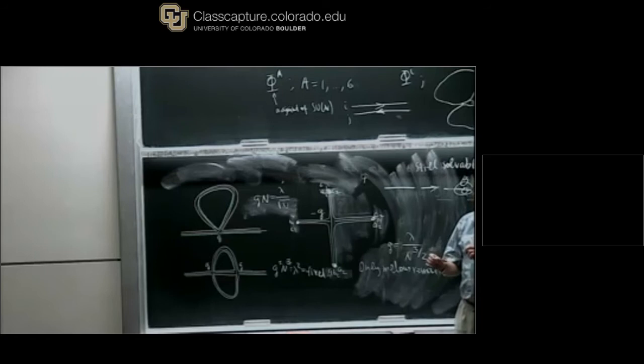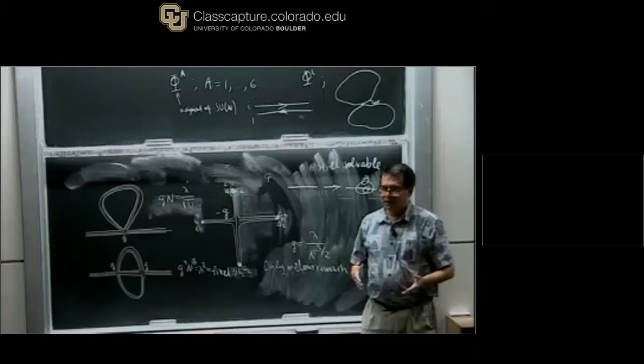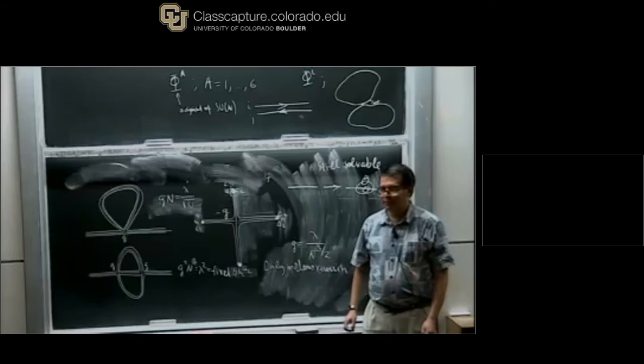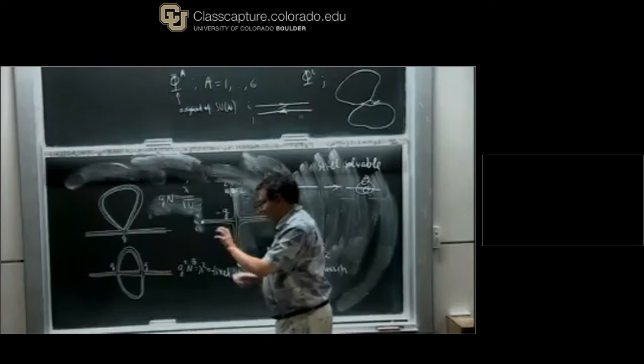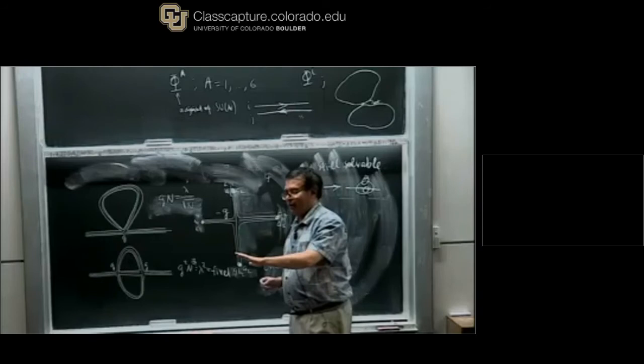Then around 2011-12, Gurau and Rivasseau basically found this proof. In a nutshell, the proof is like this. You draw these triply colored graphs, then you erase one color. Erase one color, then you're left with just a double line graph.